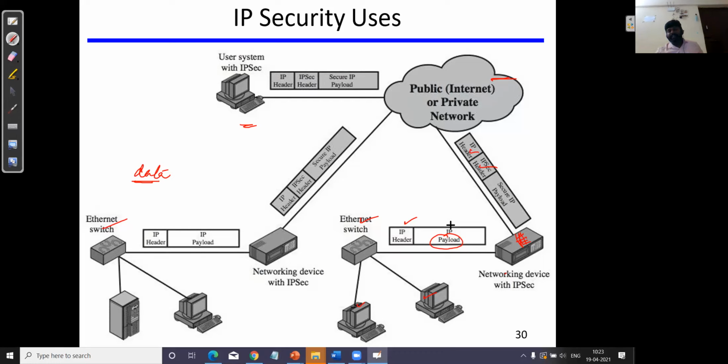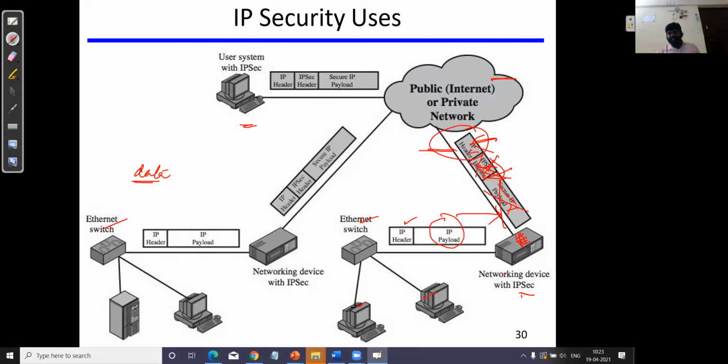whatever information is received is applied to the secure IP payload. Here there is no word secure; this is a simple IP, internet protocol, payload. After passing this information to the networking devices embedded with IP security, it is converted into a secure IP payload. For this, another IP security header is generated, and all this information is then transmitted or encapsulated under this new header.